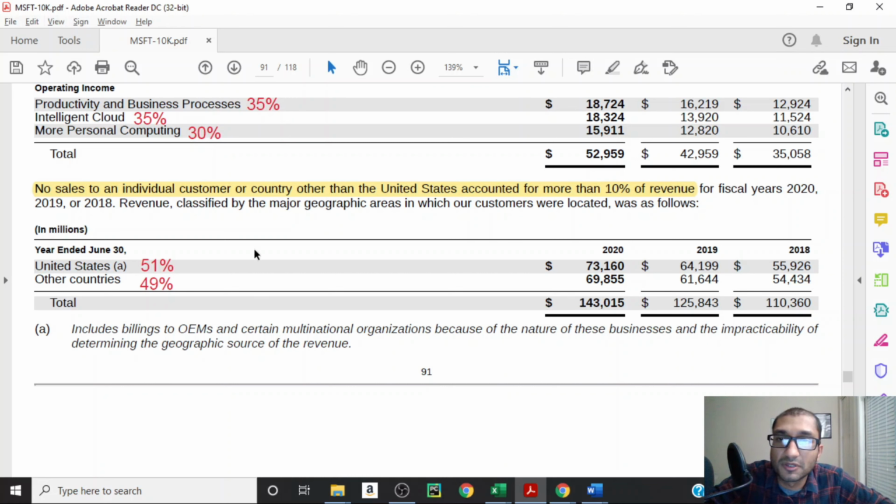Microsoft then provides this table which shows the revenue brought in from the geographic areas. We can see that for the year 2020, United States accounted for about 51% of the company's total revenue, and other countries accounted for 49% of its total revenue.